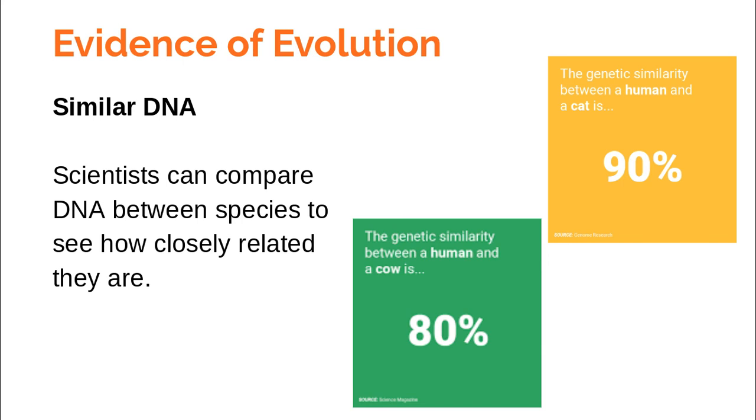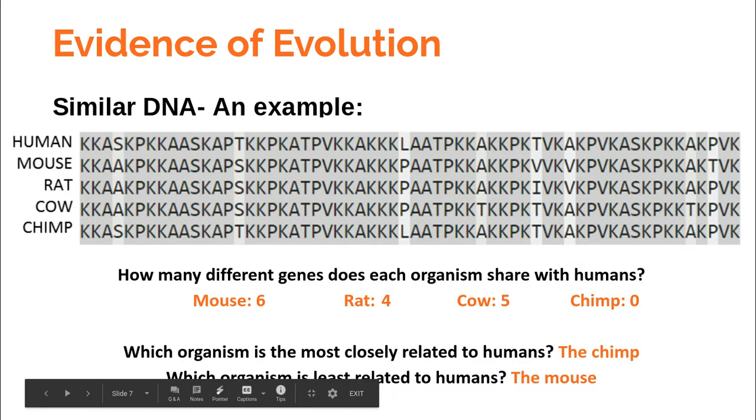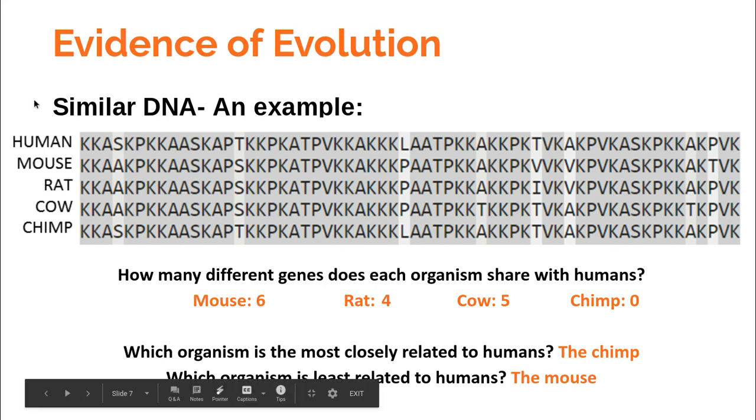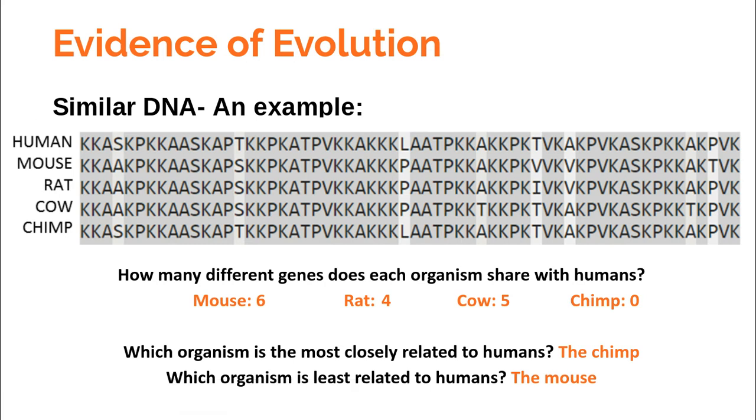So this looks very confusing, but this is how scientists can use DNA to compare if species are related or not. So this is a small piece of DNA. We have many more of these, called base pairs, in our DNA. Many more than this, so this is just a tiny snapshot that we've taken. So we have a strip of DNA from a human, a mouse, a rat, a cow, and a chimp. The way that we can compare if we are related or not is by counting the differences in our DNA. So I've gone ahead and done that.